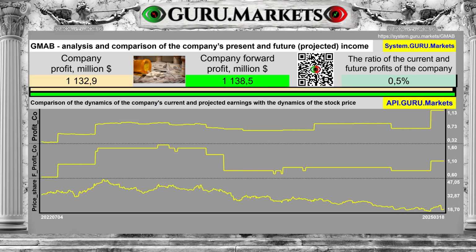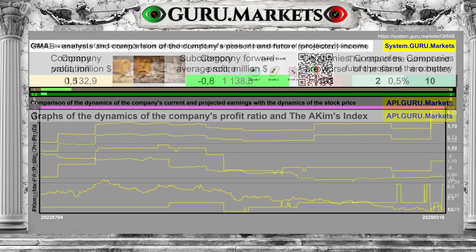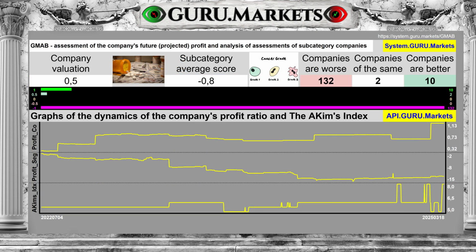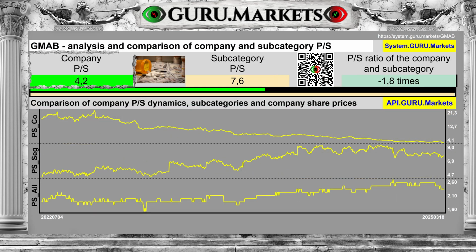Profit for the last 12 months was $1,133 million. Projected earnings for the next 12 months are tentatively expected to be $1,139 million, which is 0.5% more than the current figure. Assessment of projected future profits in comparison with companies in the subcategory. Good, 0.5 points. The company's value to revenue ratio is 4.2.